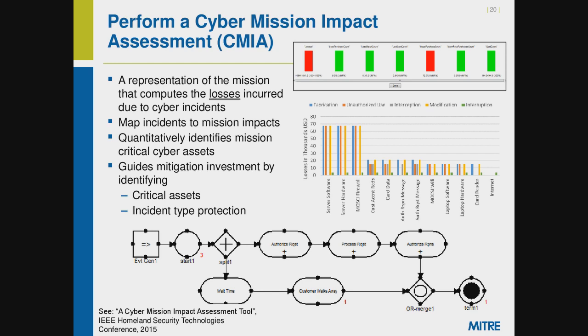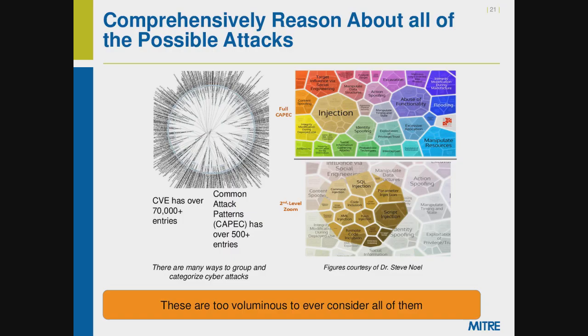process models to represent the mission process and map that to cyber impacts. It's meant to be focusing on the losses that occur. It's meant to be quantitative, and it's meant to guide your mitigation analysis by focusing on what are the critical assets and what are the types of protections that those critical assets are going to need. And I'll get into that in the next examples.